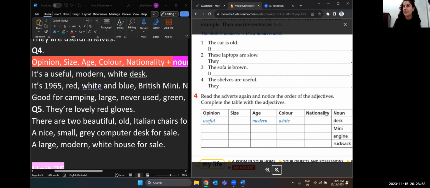Sometimes it's very important to say that about a product. Sometimes it's not. Like for a phone, you're not going to say made in China. You only talk about the brand. Like for cars, you say, you know, German made car or French made car when we talked about the Renault. And then we're going to write the noun. So they already did the noun for us, the desk, the mini, which is the car in advertisement B, the engine, the rucksack. So let's write as many adjectives that you can see from the advertisements in there, and we'll come back and talk about it. So I'll give you 5 minutes.